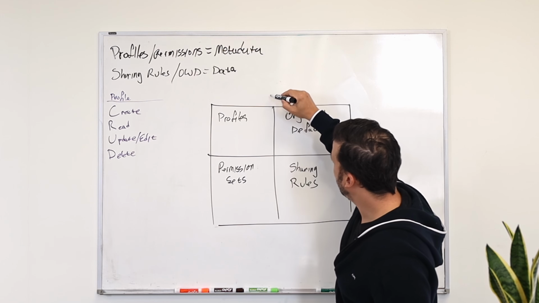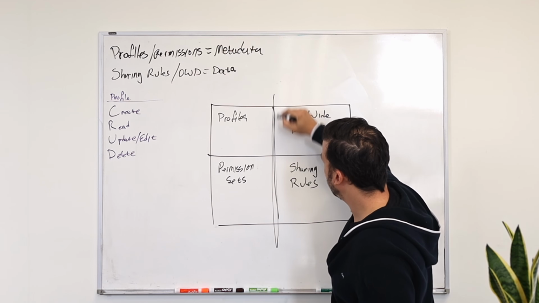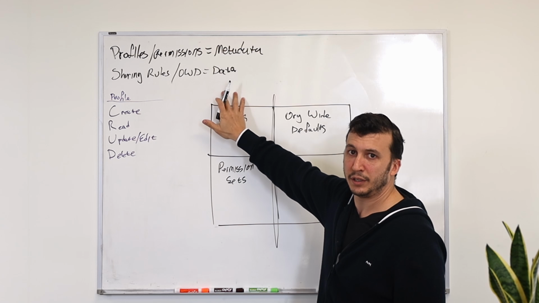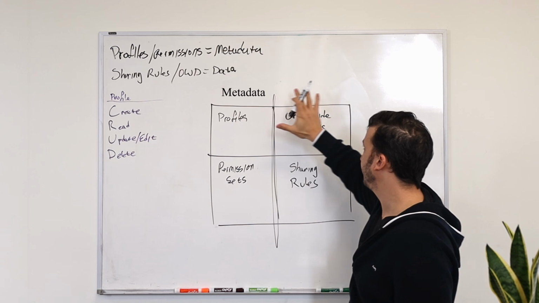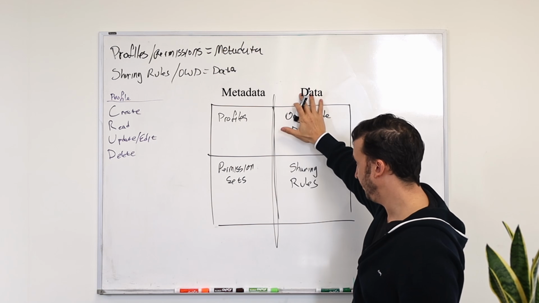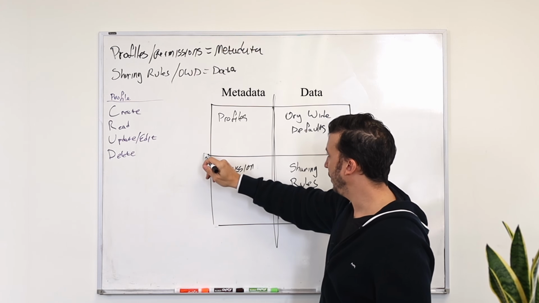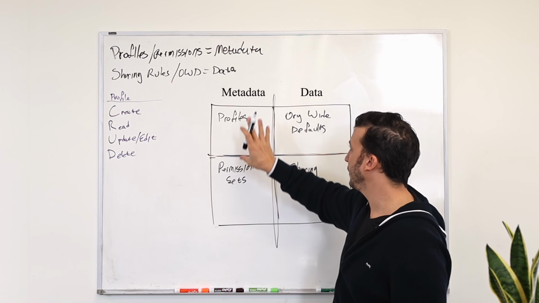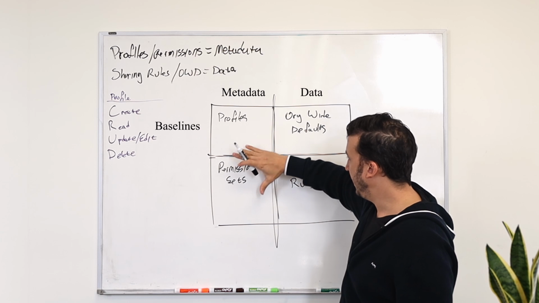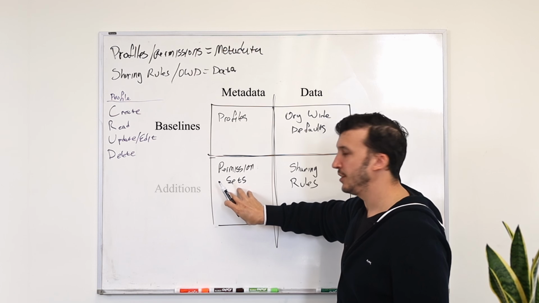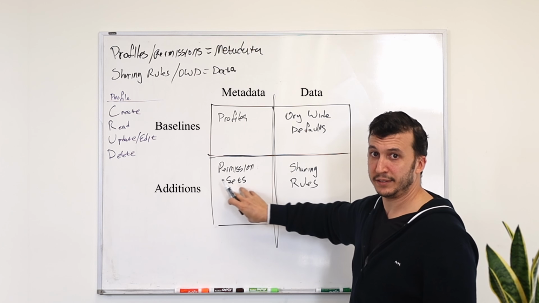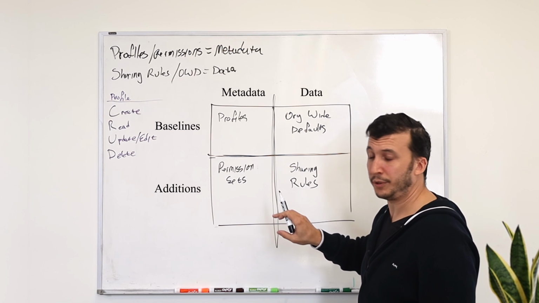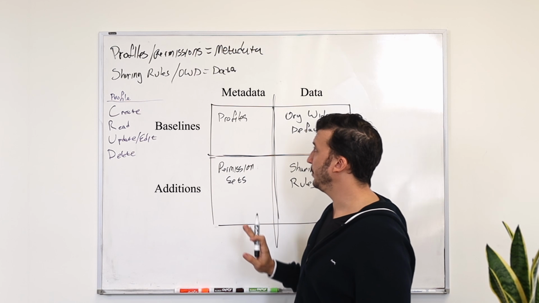When we split things this way, we're talking about the split, obviously, between the metadata controls and the data controls. When we split things this way, it's another split. It's basically taking baselines and additions to the baseline is what these bottoms are for. So profiles and permission sets.